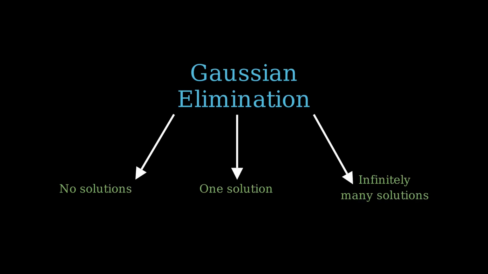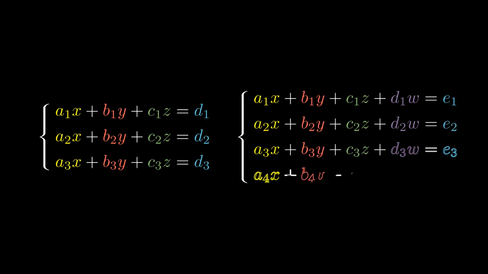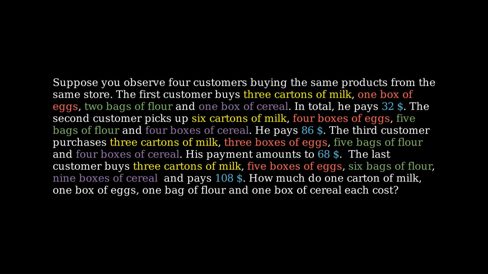We have an algorithm, we know what its possible outcomes are. What is there left to do? We need to generalize. In this case, that generalization looks like asking the question how this process could be applied if we had 4 equations and 4 unknowns, or 5 equations and 5 unknowns, or any number of equations and unknowns for that matter. Coming back to our initial problem from the start of the video, that would look like more customers buying more products.